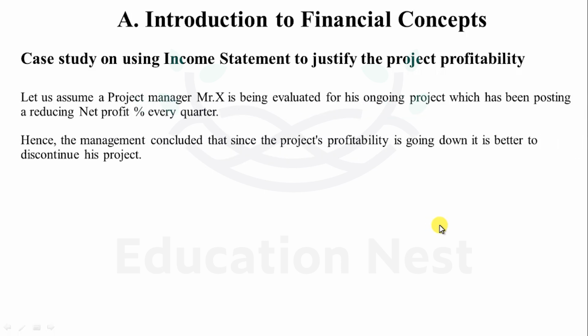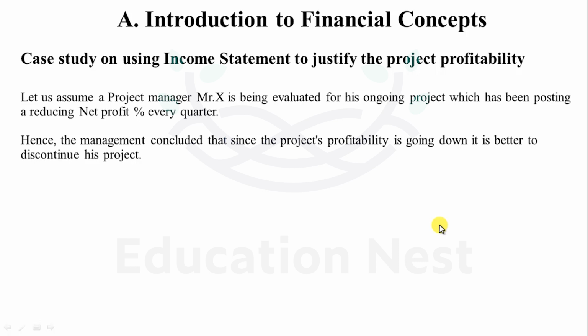So let us assume a project manager, Mr. X, is being evaluated for his ongoing project, which has been posting a reducing net profit percentage every quarter. So now Mr. X's project is showing a negative net profit, or you can say a loss, quarter on quarter. So the management concluded that since the project profitability is going down, it is better to discontinue the project. Now let's see how Mr. X is going to defend his project, or you can say justify that his project is a profitable one, whereas it turned out to be a negative one in the eyes of management.